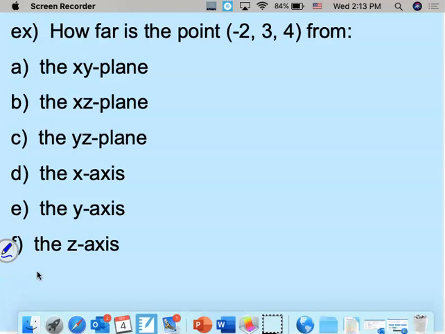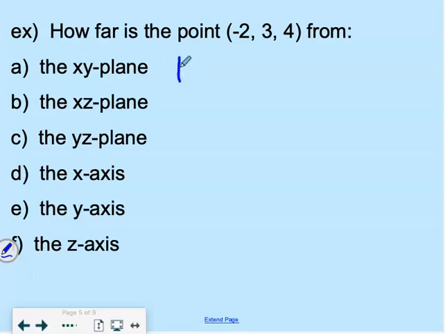Distance to the xy plane from a point is the same as the what? The z value. Come on. The distance to the xz plane is the same as the y value, and the distance to the yz plane is the same as the x value. So that's kind of nice, right? Now, when you're talking about distance to the x-axis, that's a little bit trickier, right?